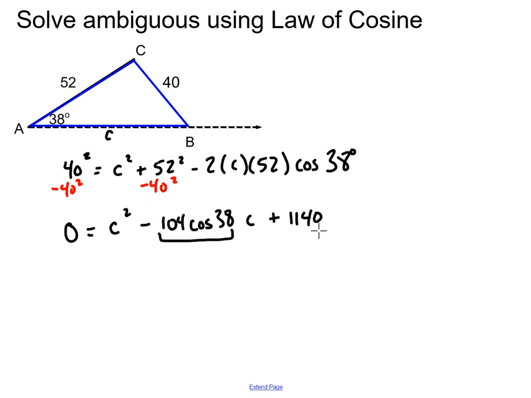I subtracted my 40 squared, eventually got 1140. I took the 2 times the 52, which is 104, then a cosine of 38, and had that be my coefficient of C. And then really what I have now is my A, B, and C in terms of the quadratic formula. So let's plug that in there, and I'm going to show you a little trick with your calculator.